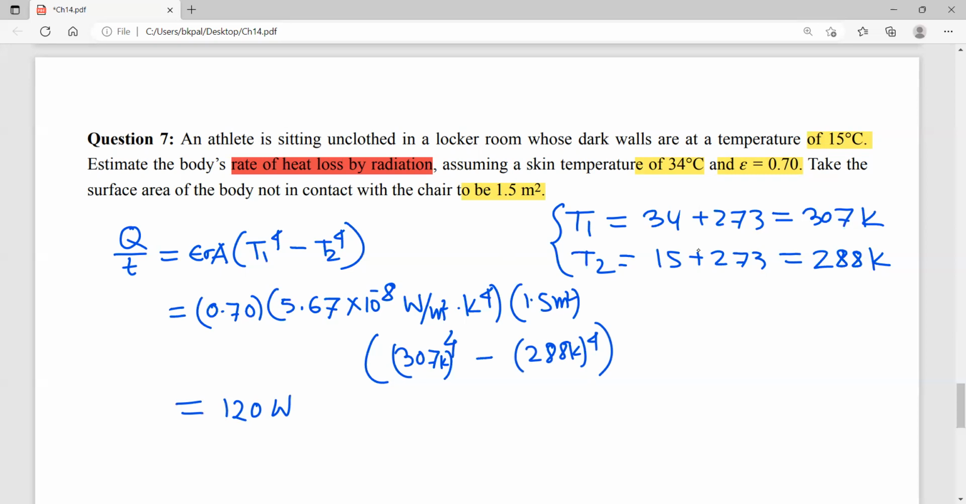Okay, so that's what we have for this chapter. Okay, in the next lecture I'm going to start chapter 15, and there you will be learning about the thermodynamics laws.